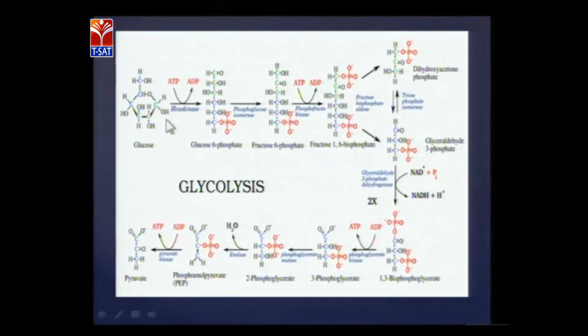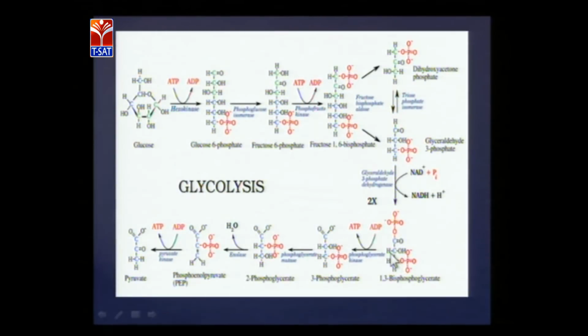This is the flow chart of glycolysis, where glucose is transformed into two molecules of pyruvic acid. The glucose is phosphorylated into glucose 6-phosphate and fructose 6-phosphate, and then transformed into fructose 1,6-bisphosphate, which is split into dihydroxyacetone phosphate and glyceraldehyde 3-phosphate. This happens in the presence of the enzyme aldolase.